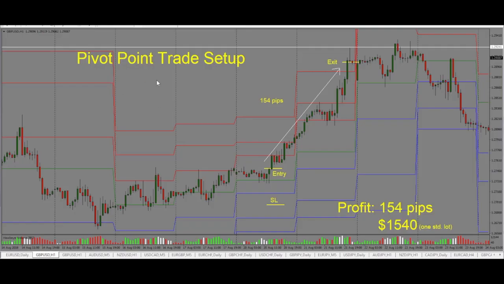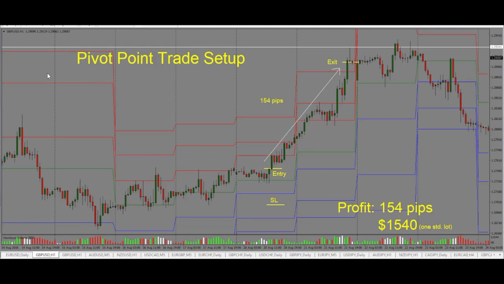We'll take a look at what exactly we're looking for in terms of price action at these pivot point levels, how to enter the trade, where to place our stop loss, and as always, how to exit the trade with a profit. Here we are looking at a pivot point trade setup. This is the pound US dollar 1 hour chart.